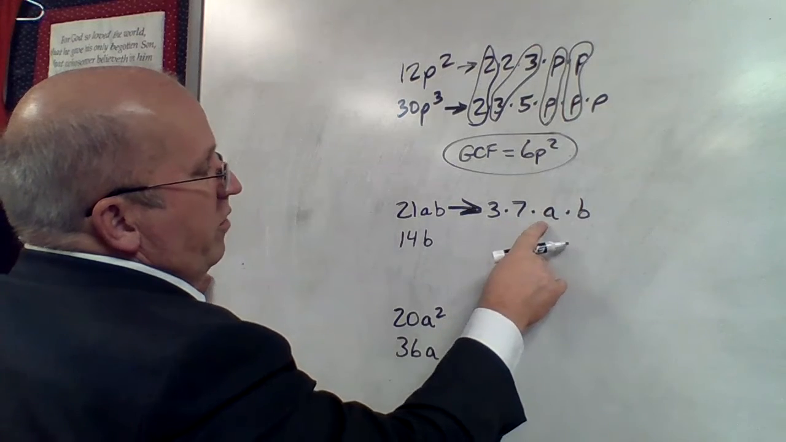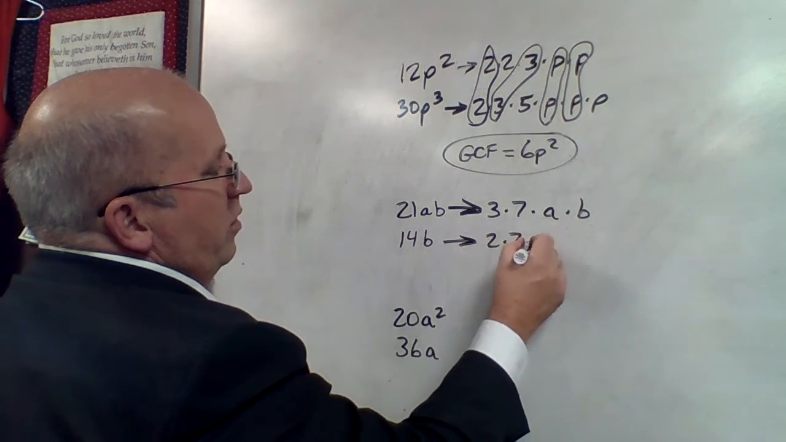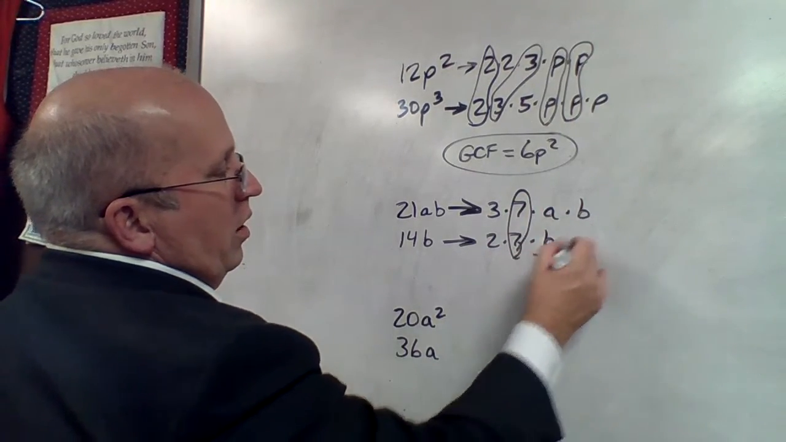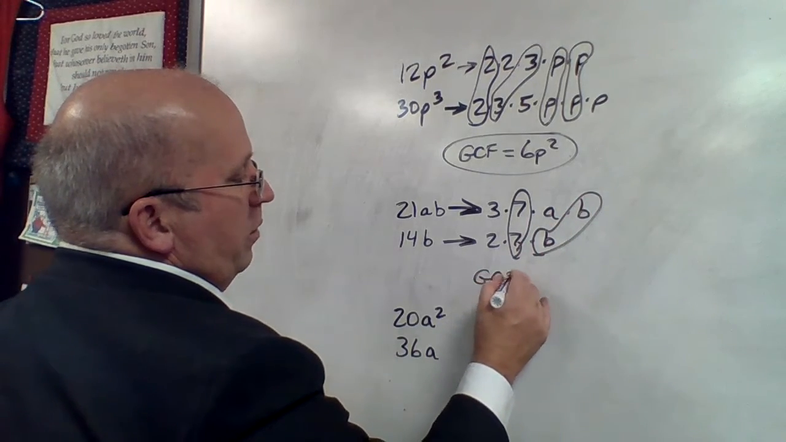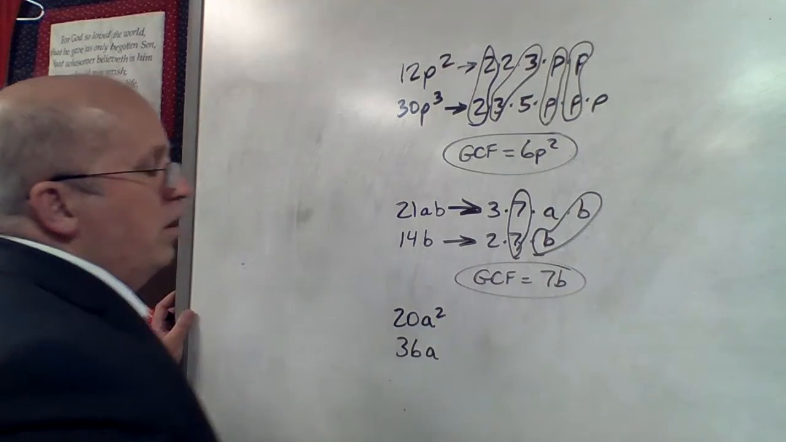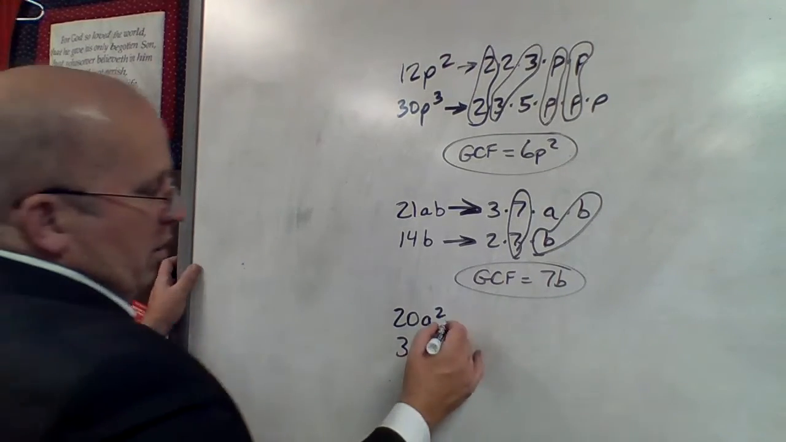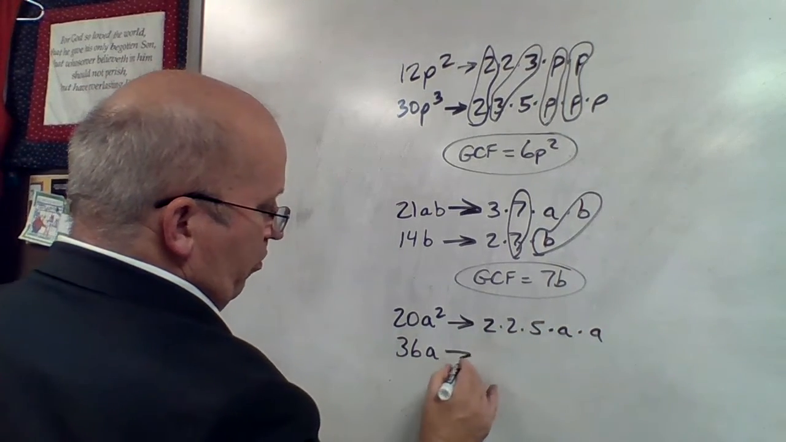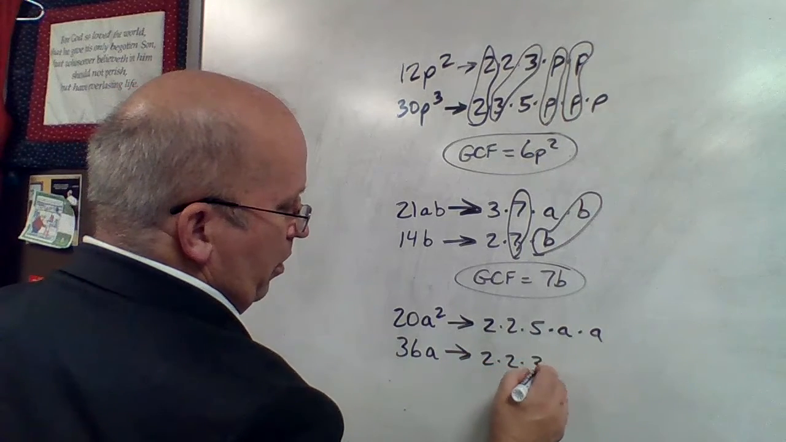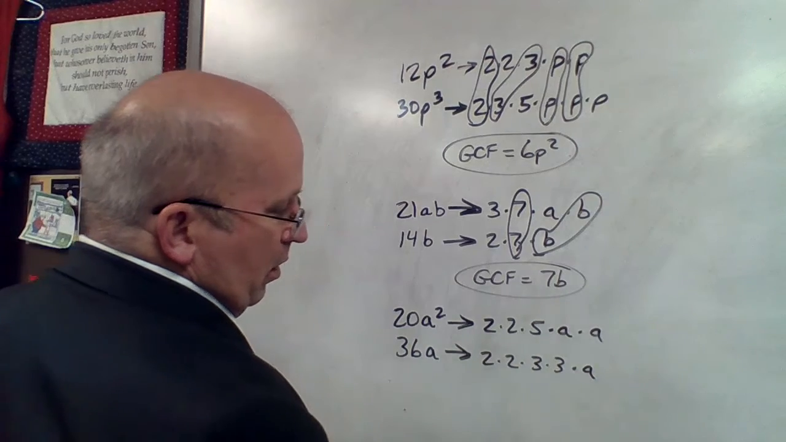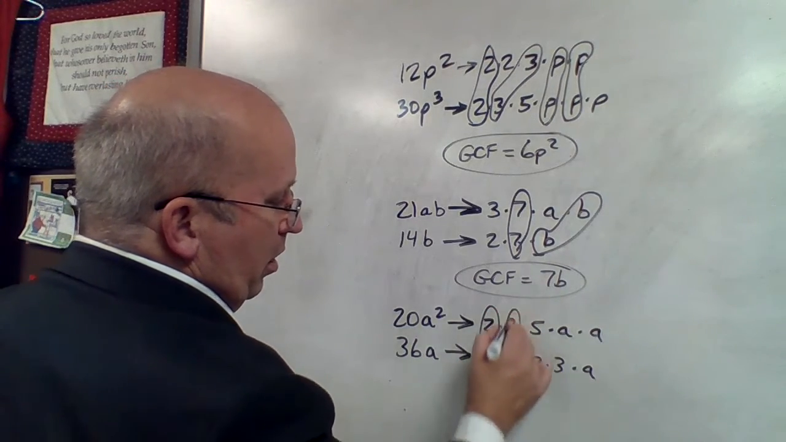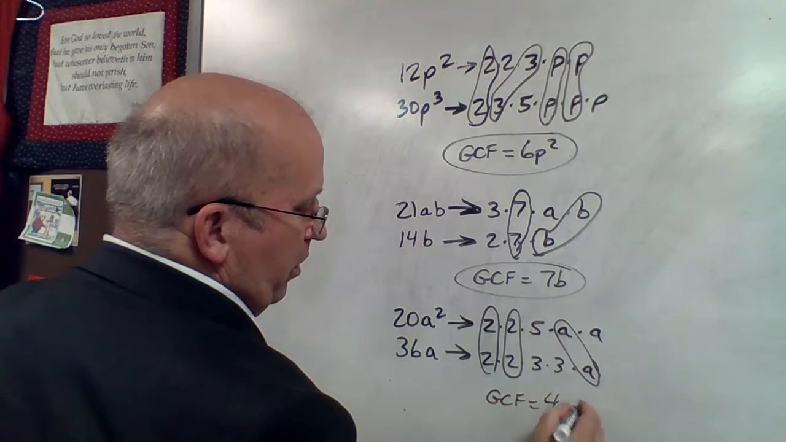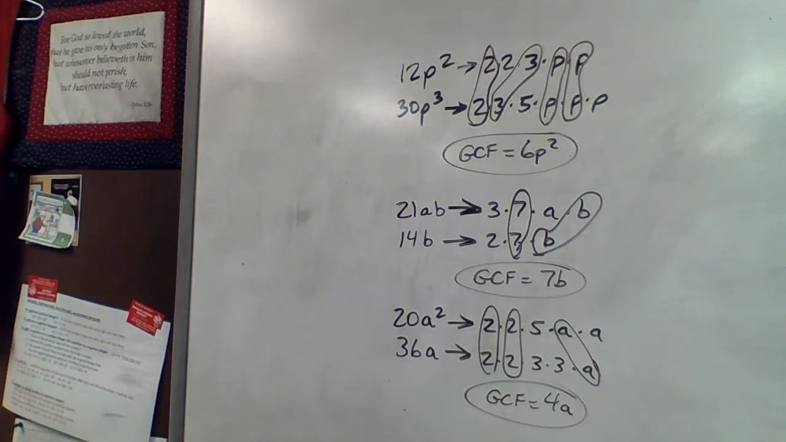So 21 is 3 times 7 times a times b, and this would be 2 times 7 times a, nope, times just plain b. What do they have in common? A set of 7's and a set of b's. So my greatest common factor is 7b in this case. Let's go down here. Using a factor tree, I would have 2, 2, 5, a, and a. Using a factor tree, I would have 2, 2, 3, 3 times a. What do they have in common? Set of 2's, another set of 2's, and a set of a's. So the greatest common factor is 4 times a.